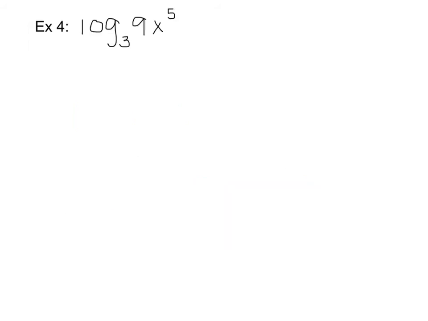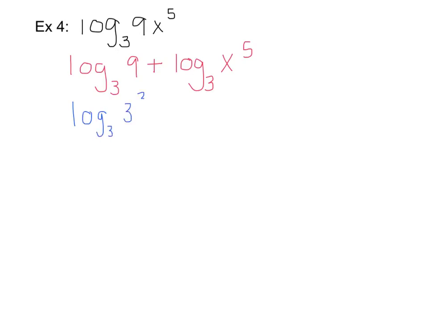Now we're going to expand the log base 3 of 9 times x to the 5th. So since 9 is being multiplied by x to the 5th, we are going to separate it with a plus sign. So we have the log base 3 of 9 plus the log base 3 of x to the 5th. Okay, so just like we did before, 9 is not a prime number, so I need to break it down. So I'm going to rewrite this as the log base 3 of 3 to the second power, because 3 to the second power is 9.